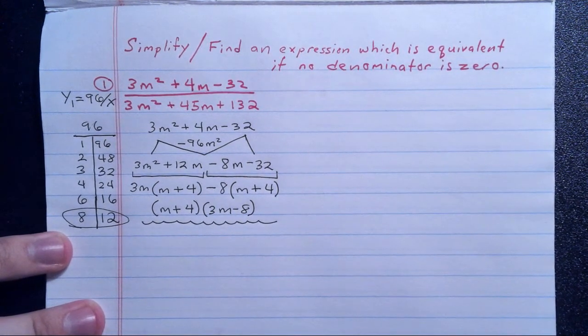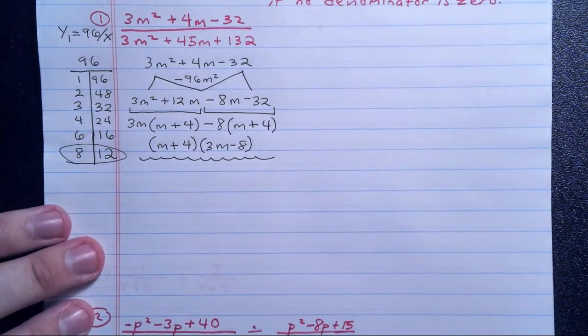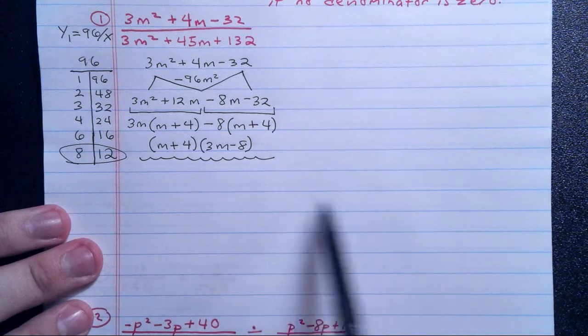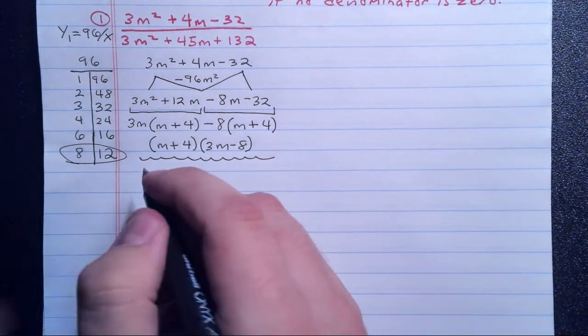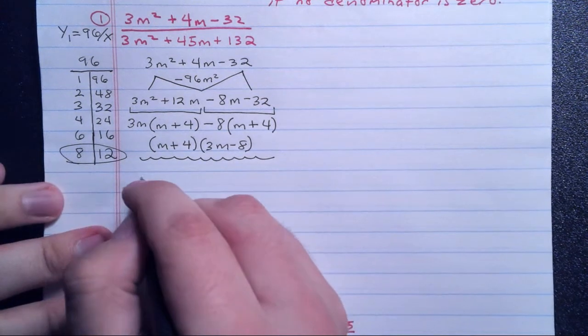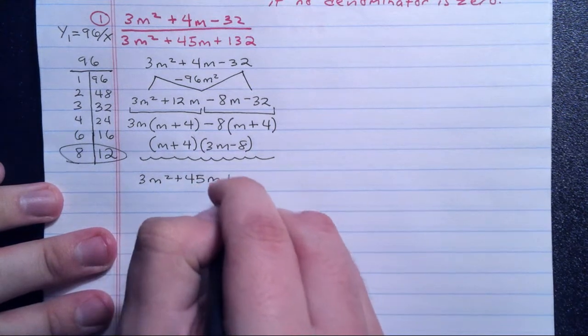Now I need to factor the denominator as well. I'm going to do that right below here, and then I'll do my actual simplifying, my rationals work, on this side of the paper. All right, so 3m squared plus 45m plus 132.